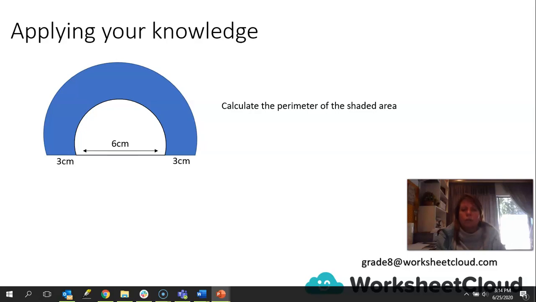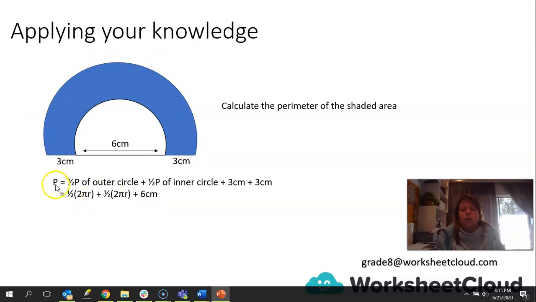Why don't you try and do this on your own? So pause the video, and when you come back, we can then go over it together. I'm sure you'll be able to figure out exactly what to do. Right, let's see. So we have to work out the perimeter of the shaded area, which means we have to go along there and around the back and back along there.